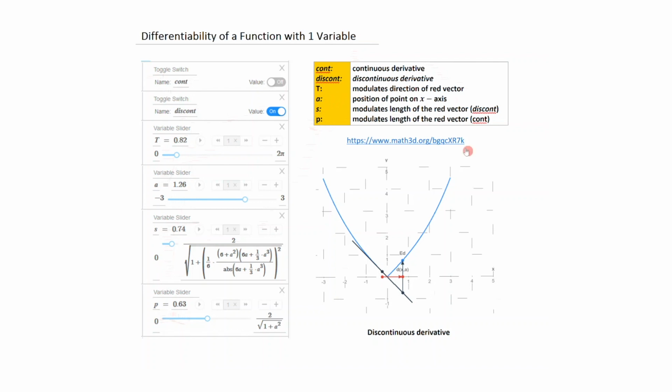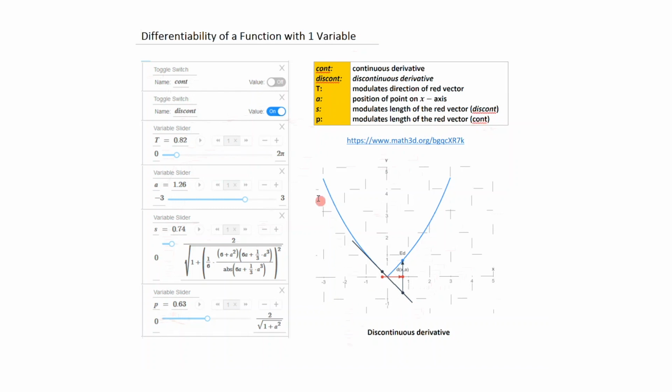T modulates the direction of the red vector. So effectively, this tells you from what direction you're approaching the point A. A is a position on the x-axis. S modulates the length of the red vector. So effectively what it does is narrow the circle or the distance in which you approach the point of interest A. And P modulates the length of the red vector for the continuous case. So S is for the discontinuous case, P is for the continuous case.